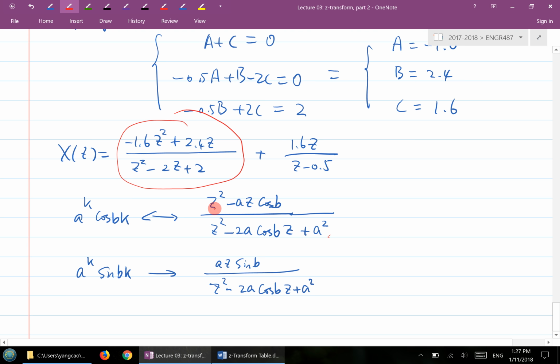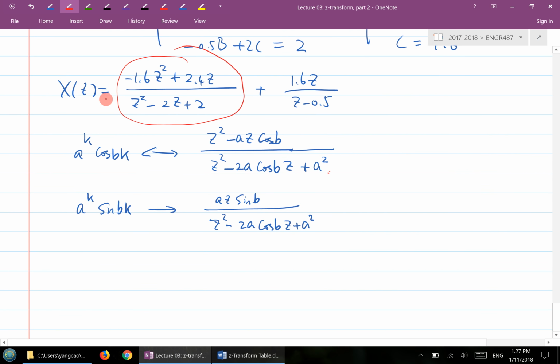Basically, if this is z squared, then the coefficient of z has to be what? A times cosine b. If I want to use this one here, the coefficient for z has to be a times cosine b. So that's how we can make use of it, which brings us to this term here. Let me just work on this one. I will have to manipulate this one carefully, without changing it, to match the format of this and that. So how do we manipulate that?